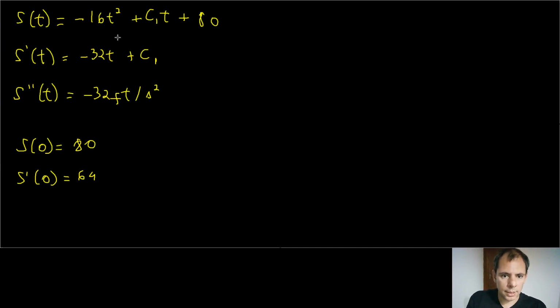So I'm going to erase this stuff in here. I'm going to put a 64 in its place. And there you go. Now you have this function, right? The function of space as a function of time equals minus 16t squared plus 64t plus 80.